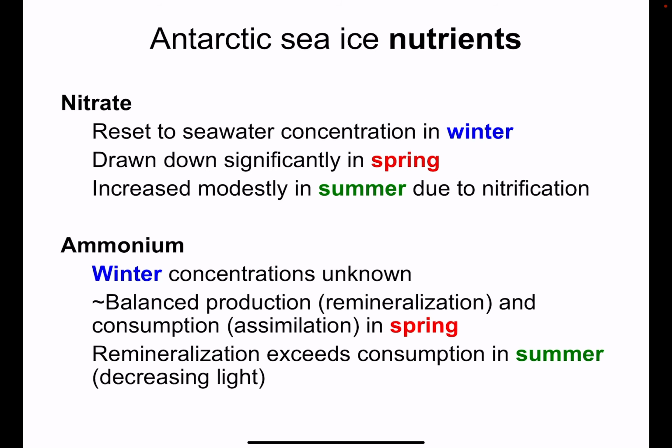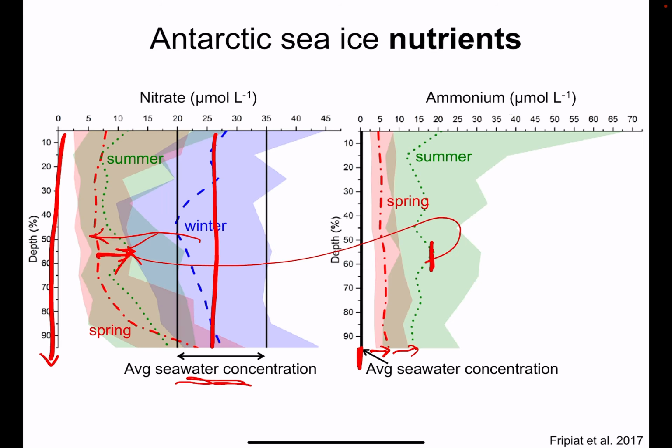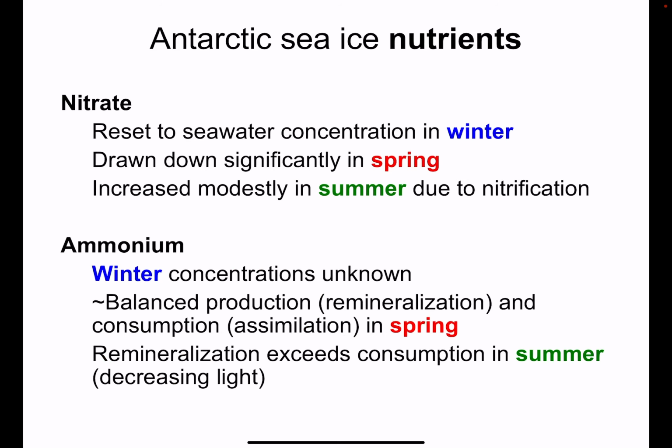Okay, so here I've provided you with a summary of what I've basically just said. Nitrate is reset to the seawater concentration in winter, it's drawn down in spring, and it increases slightly in summer because nitrification outpaces nitrate drawdown. For ammonium, the winter concentrations are unknown. That's not actually entirely true. We now have some data, and they're pretty low. So if I were to put them on this plot, they'd be somewhere like here, which means that you just keep accumulating the ammonium once you have enough biomass to be remineralized.